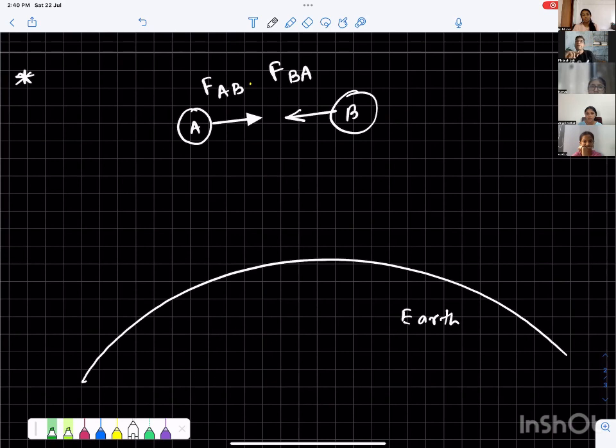They will be equal forces. Both the forces will be equal. Why are the forces equal? Because that's what the law says: the force of attraction between them is directly proportional to the masses and inversely proportional to the square of the distance.